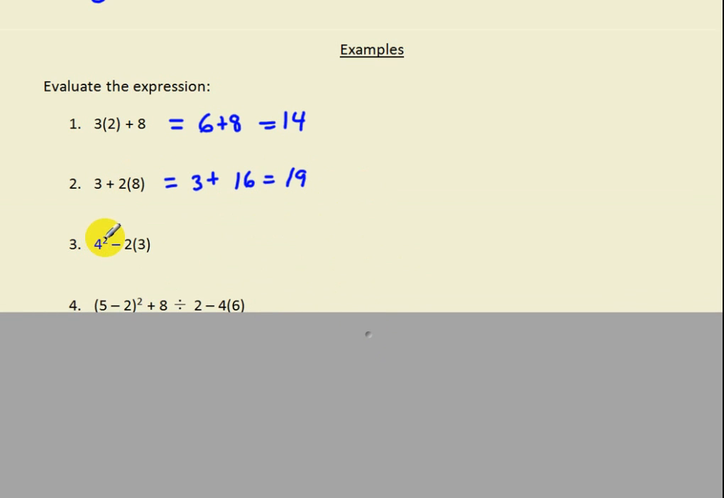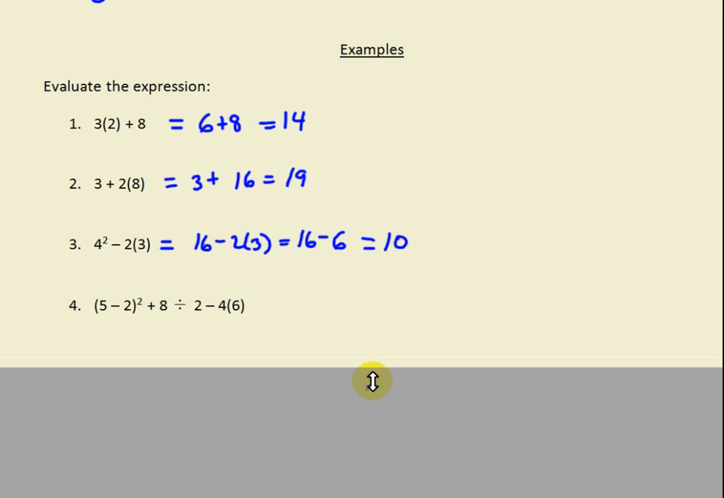Number 3, here we have exponents, or an exponent. Again, remember the parentheses here is not for grouping, it's for multiplication. So we need to apply the exponent first. So we have 4 squared is equal to 16 minus 2 times 3. Now we can do our multiplication. So we have 16 minus, 2 times 3 is 6. And then finally subtraction. 16 minus 6 is equal to 10.